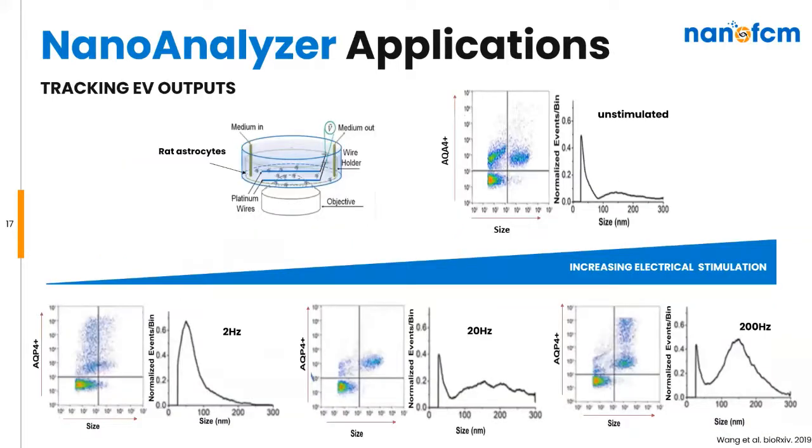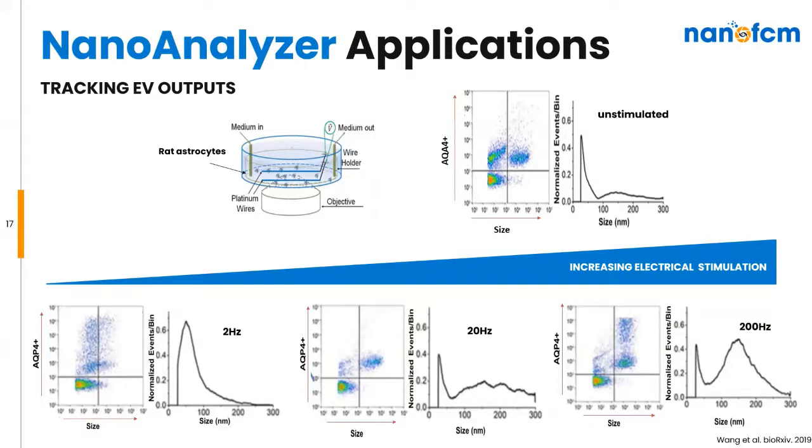So taking this use of fluorescence back to published data, here we have an experiment where nanoflow cytometry was used to track changes in EV size distribution and the presence of aquaporin 4 following electrical stimulation. In the top there, you can see the size distribution and dot plot of unstimulated astrocyte EVs. And in that dot plot, you can clearly see the presence of 3 different populations. First of all, we have the small aquaporin negative EVs in the bottom left, the small but aquaporin positive EVs above this, and then on the top right panel, the larger aquaporin positive EVs.